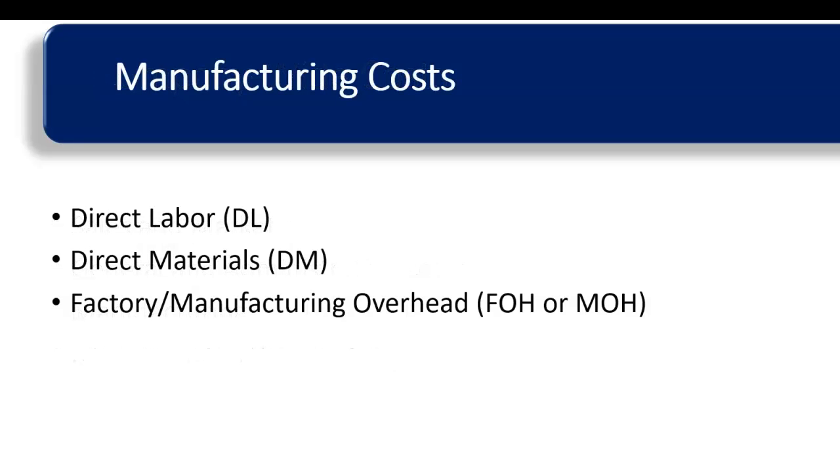Your textbook does not go into manufacturing costs in great depth in this chapter. I'm going to actually touch on it a little bit more than your textbook does. We will, however, be getting into all these different costs in the coming chapters. So under manufacturing, we have three main types of costs. We have direct labor, we have direct materials, and we have factory or manufacturing overhead.